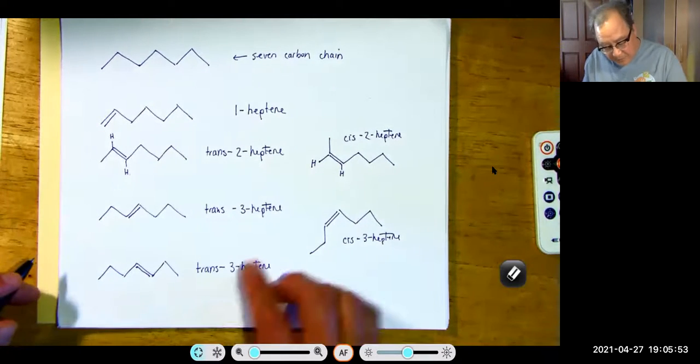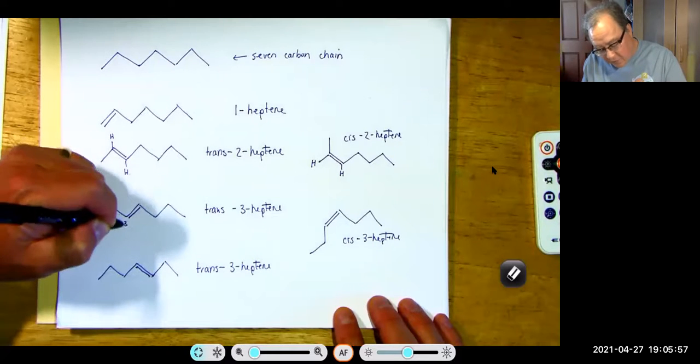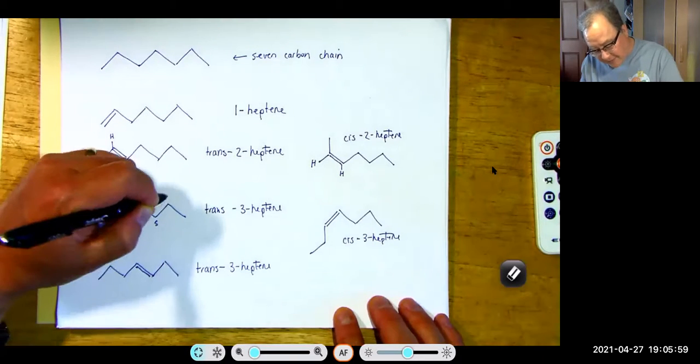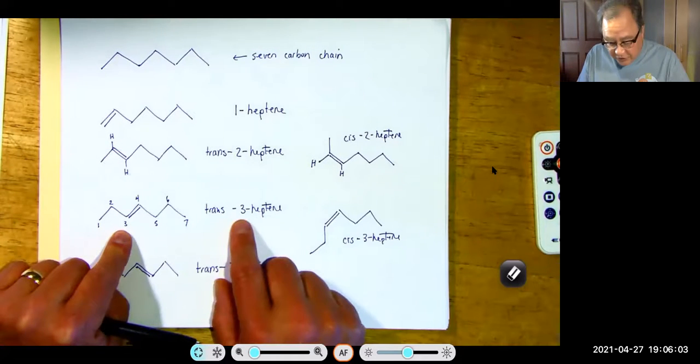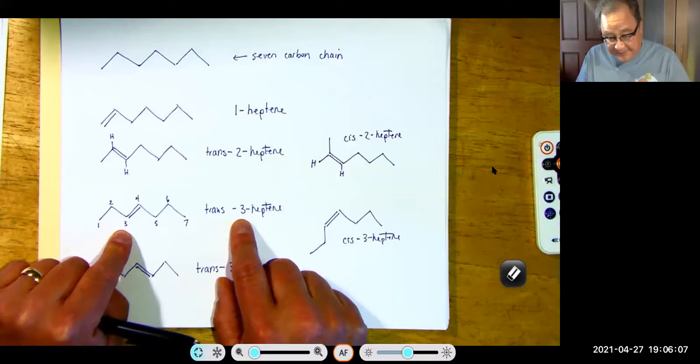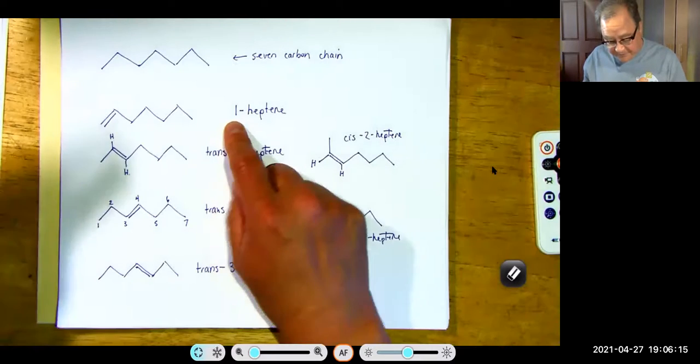So the way we're numbering this is carbon 1, this is 2, 3, 4, 5, 6, 7, and the double bond starts at carbon 3. So we put down where the double bond starts, not where it ends. And naturally, if it starts here, what carbon does it go to? Well, it goes to carbon 4. If it starts at 1, it goes to carbon 2.